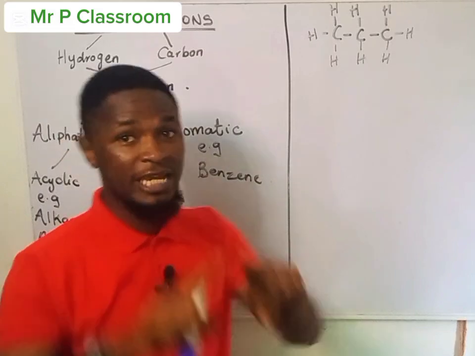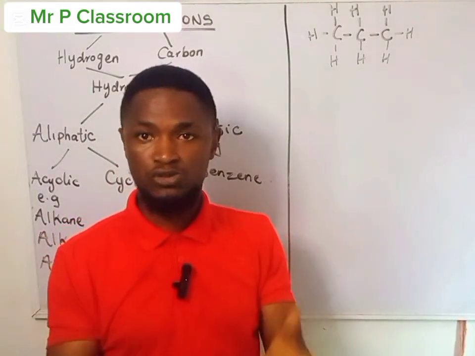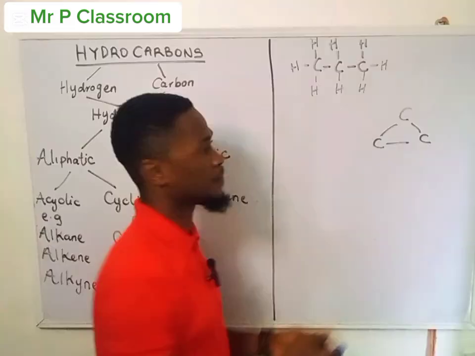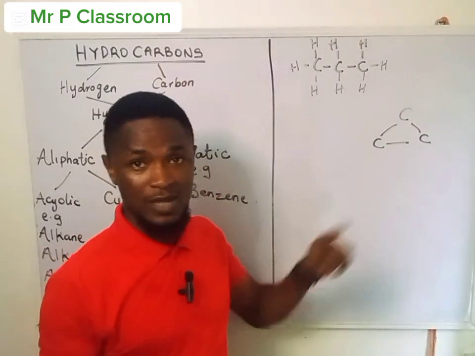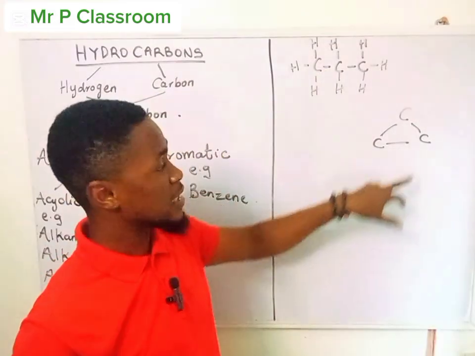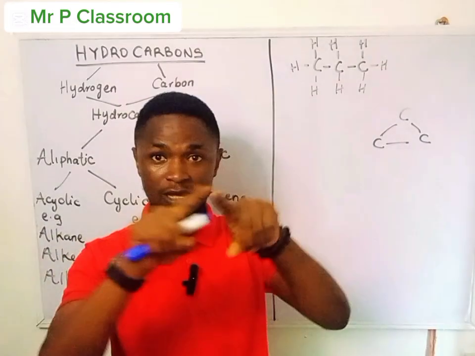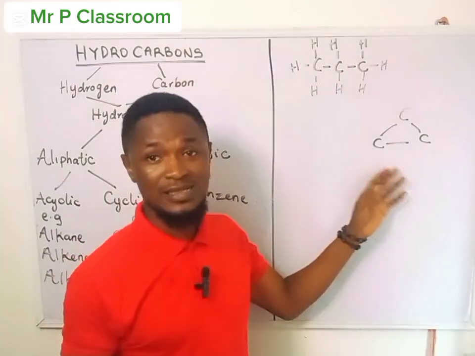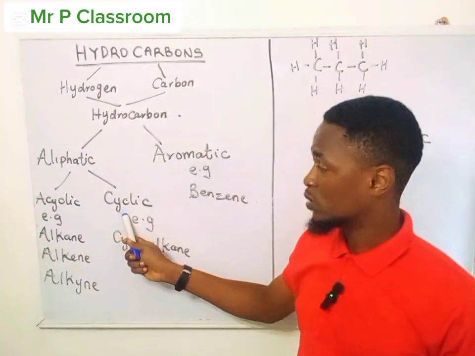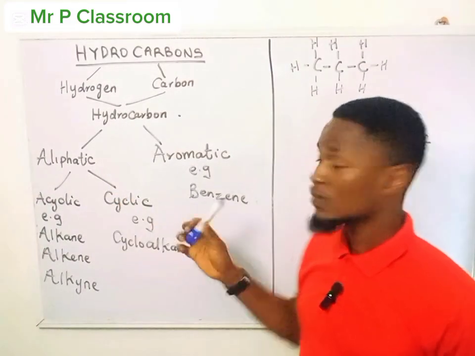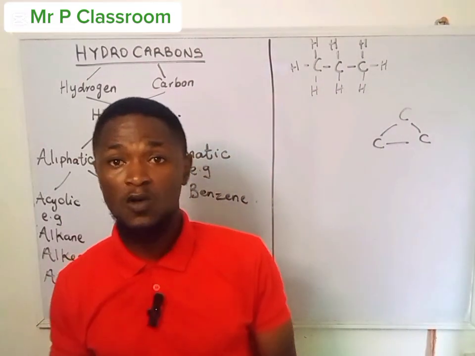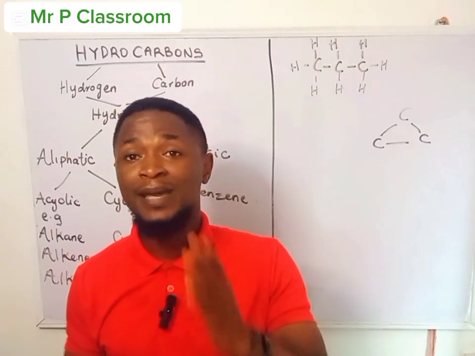But what if it looks like a ring? It forms a ring-like structure, something like this. So your carbon is formed like this. You can see it's not just on a straight line again, like this one, right? It is now in a ring-like structure. So this is known as cyclic hydrocarbon and it's under aliphatic, while aromatic hydrocarbon is always cyclic, and the simplest form of aromatic hydrocarbon is benzene.